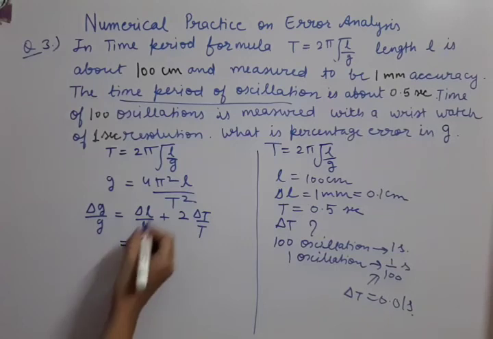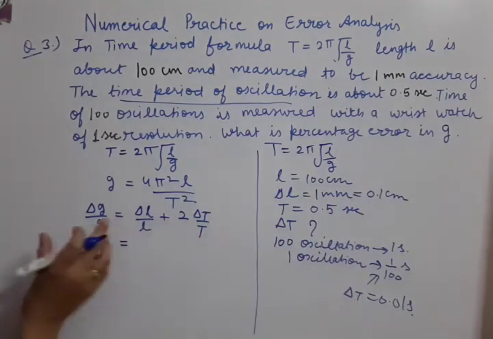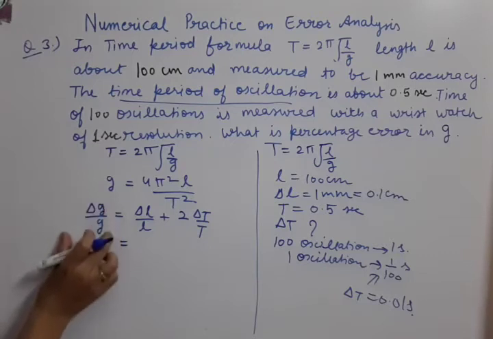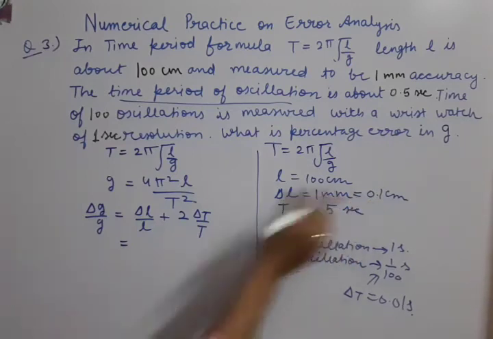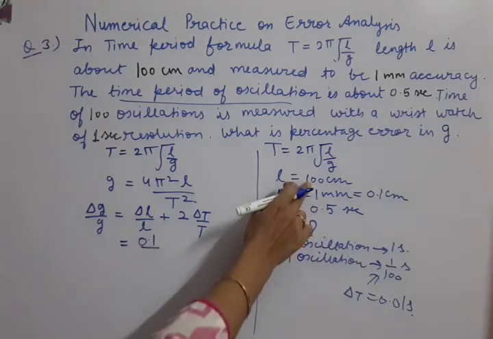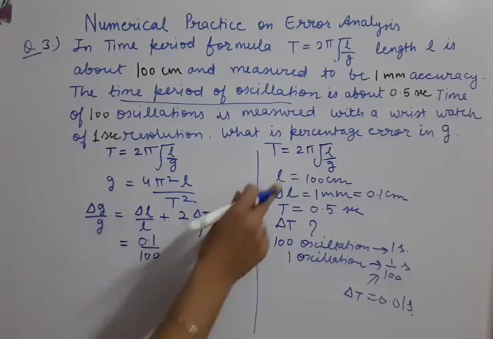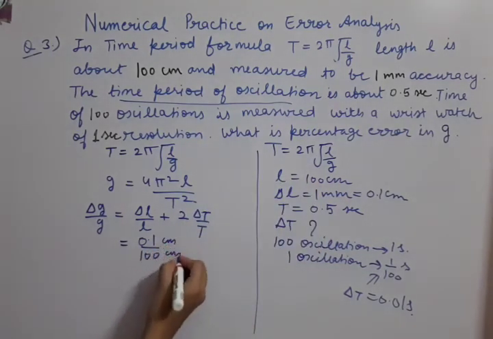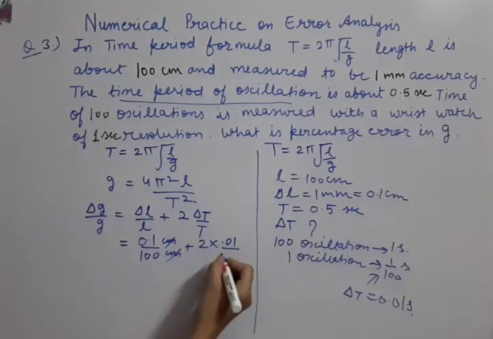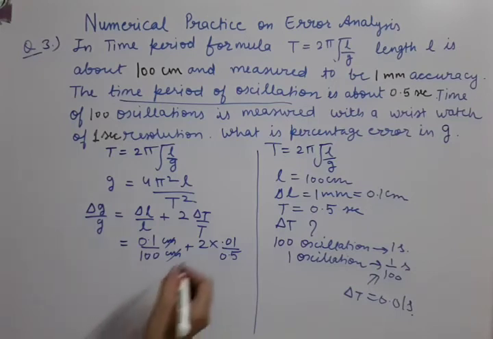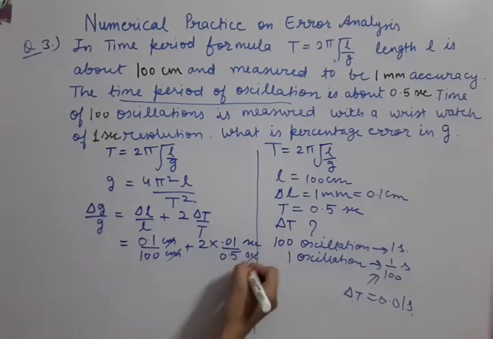Now lastly we have to put all these values. Our target is delta G by G, how to solve. We need to put all these values here. So let us start. Delta L is 0.1, L is 100. They are in the same unit, centimeter, so they will cancel. We should always try that they are in the same unit. Then we have 2 times delta T. Delta T is 0.01 second and T is 0.5 second. Here also second and second will get cancelled.